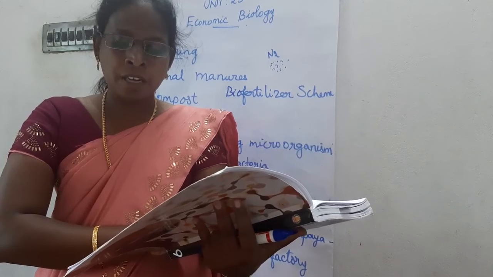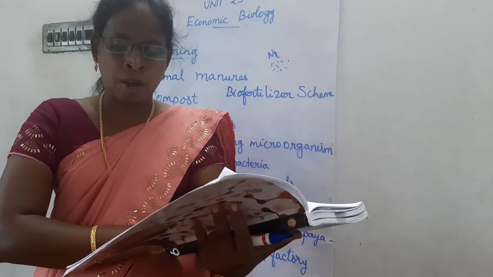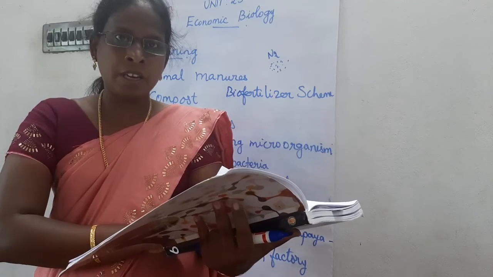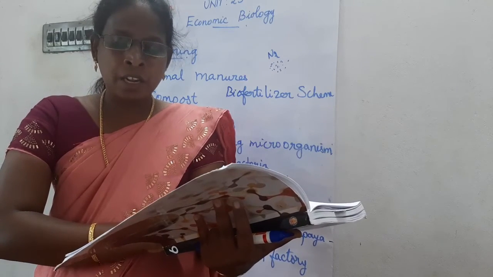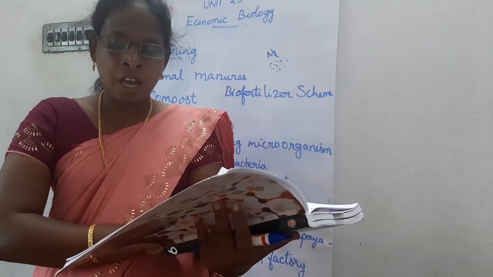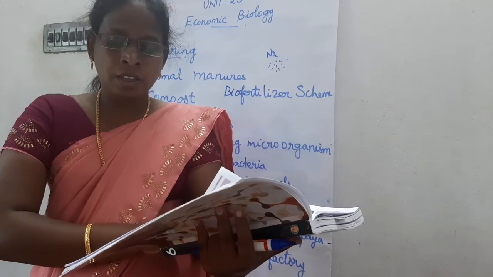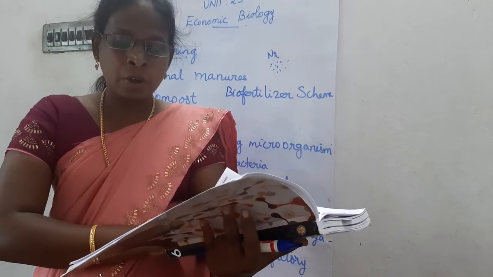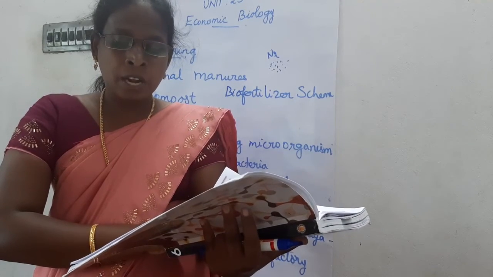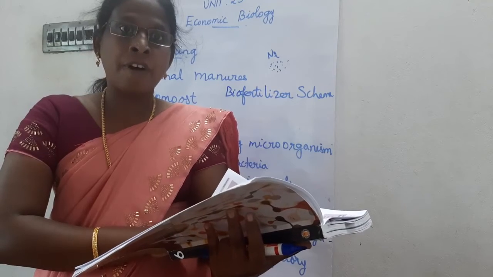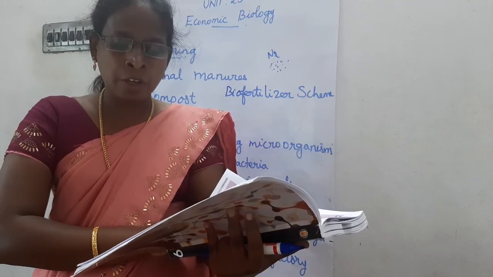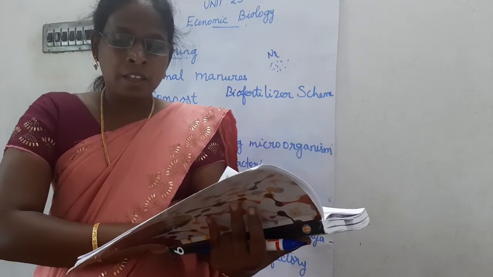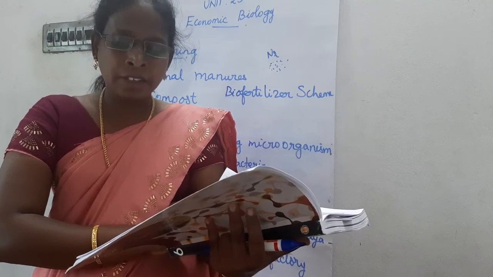Then Roman letter 3, true or false. If false, correct the statement. First one, Mycorrhiza is an algae. It is given; the statement is wrong. So you can write false. Then write the corrected statement: Mycorrhiza is a fungi. You strike out algae and in the place of algae, you write fungi.